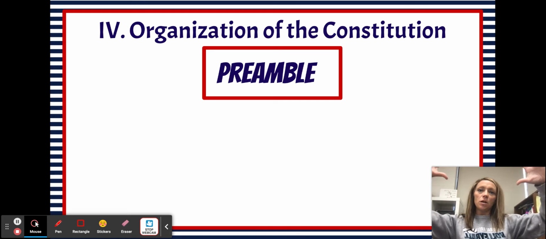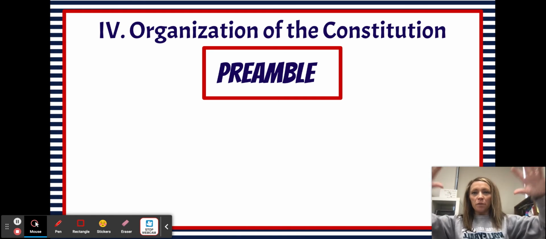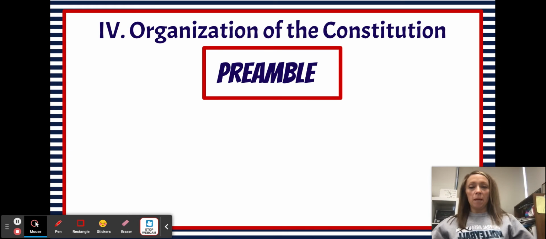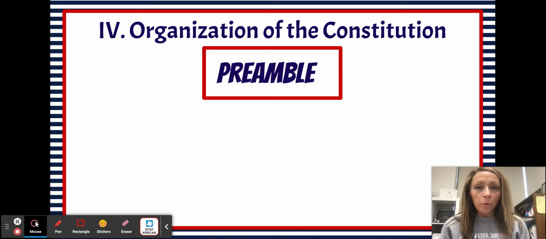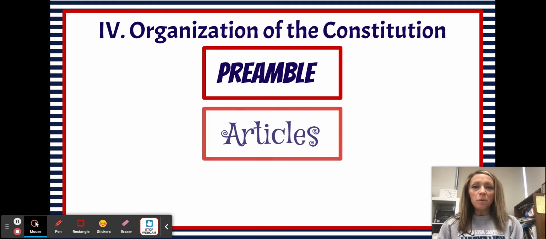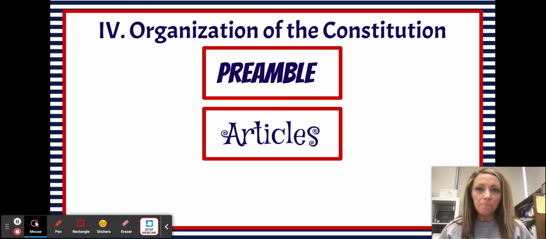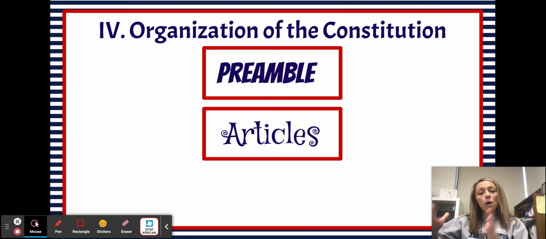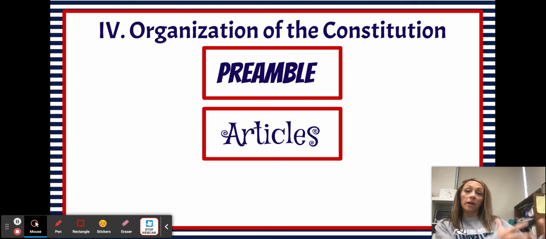The first section is called the Preamble, and this is where those famous words, "we the people," can be found. The point of the preamble is to give an overview of what this document is and why we need it. Next, we've got the articles, and there are 7 articles in our Constitution, and each one of them outlines a specific part of how our government's going to work.